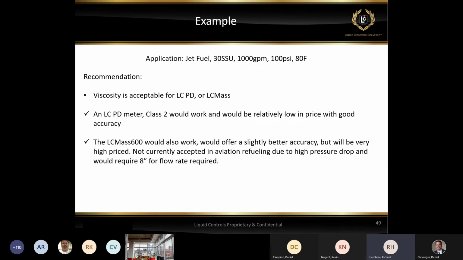This meter will be a lot more expensive and is not currently accepted in aviation refueling due to the high pressure drop, and it would require an 8-inch for the flow rate required. With this dual bent tube design, it does have a higher pressure drop. So that's one thing we need to do when we size the mass flow meters. We need to look at the pressure drop just to see if that application can handle it.